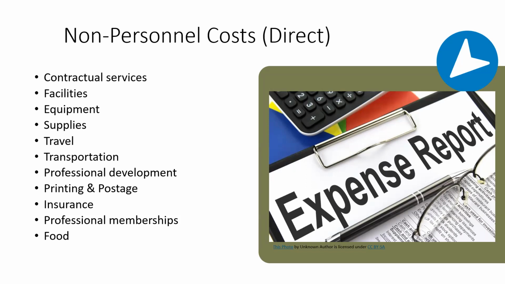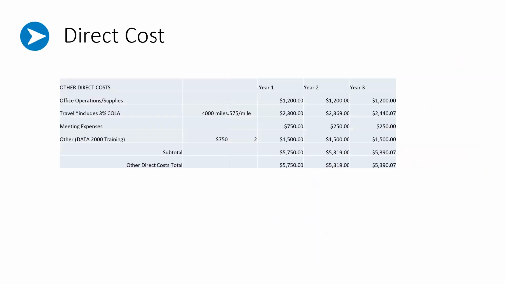For transportation, usually you calculate that at the federal rate. In 2022, it was 58.5 cents per mile. You want to be sure and check each year because it's usually changed annually. Let's take a look at a budget that shows us some examples of direct costs.